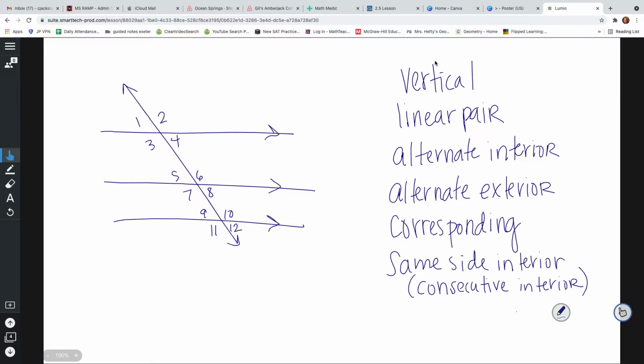Okay, what about, let's go with 5 and 12. Woo, we got lots of answers. All right, let's look at 5 and 12. Let's get rid of vertical because they can't be vertical. Alternate exterior. Because when I'm looking at 5 and 12, these top ones don't even matter. So 5 can't be inside because the top ones don't matter. 5 and 12 would be alternate exterior.